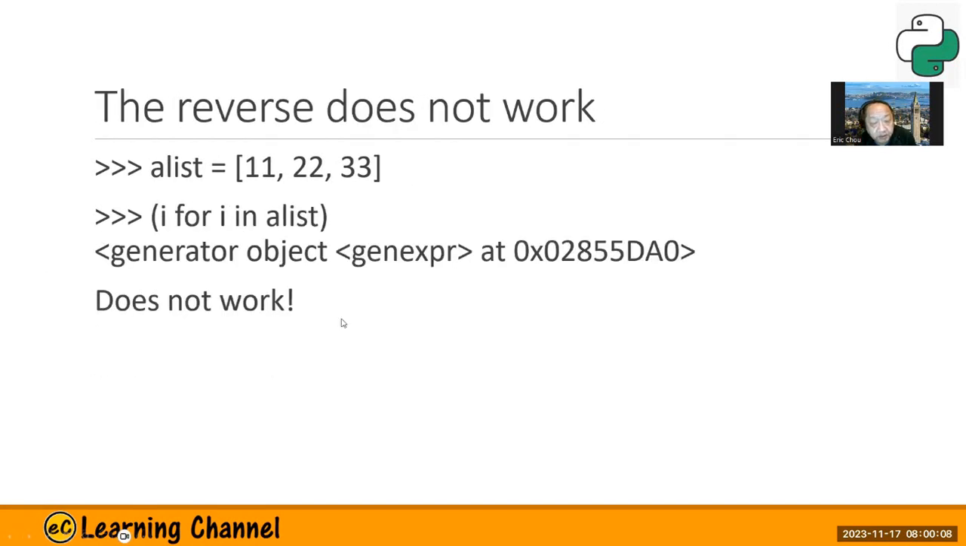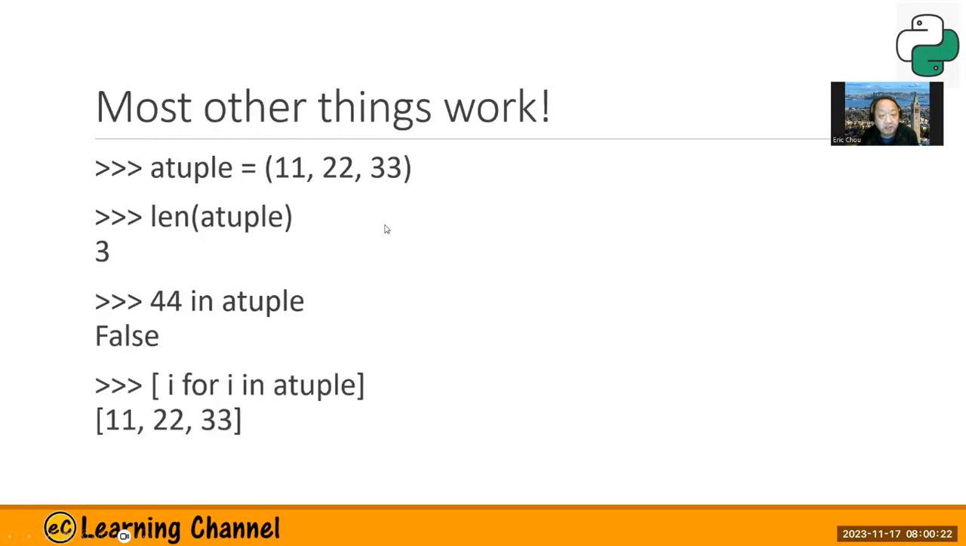So a list equals 1, 1, 2, 2, 3, 3. That is a list. And if you do i for i in a list, this doesn't work. There's no tuple comprehension. There's only list comprehension.